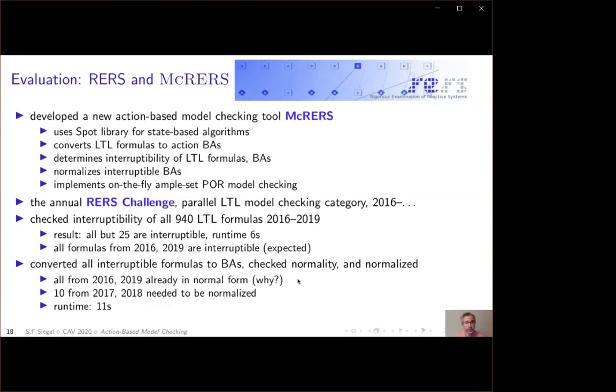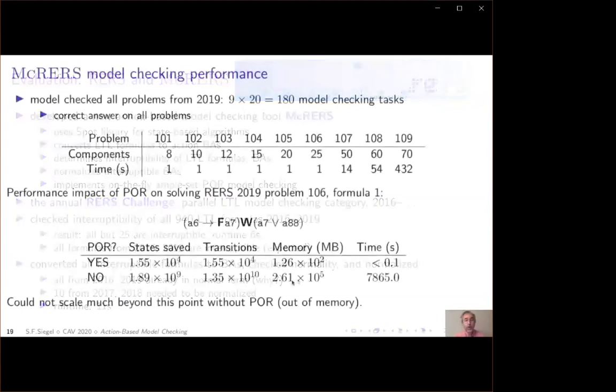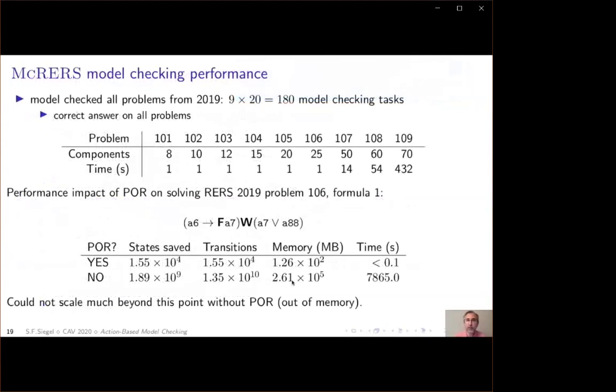We also used McRERS to convert all of the interruptible formulas to BAs, check if they're in normal form, and normalize the ones that are not in normal form. Again, all but 10 were already in normal form, and the total runtime for all of that was 17 seconds. So at least for examples of the size in this suite, performance does not seem to be a problem. We also used McRERS to model check all the problems from 2019.